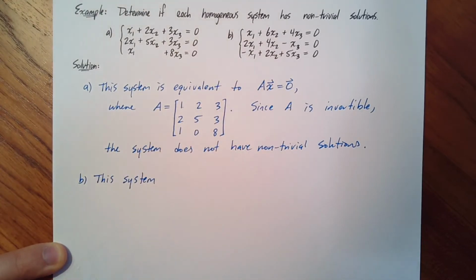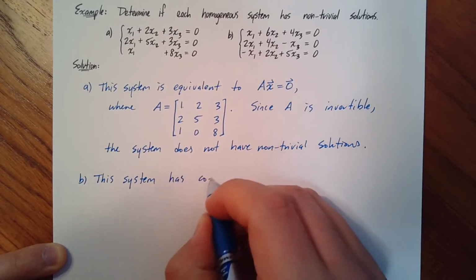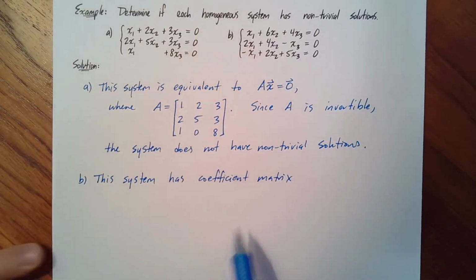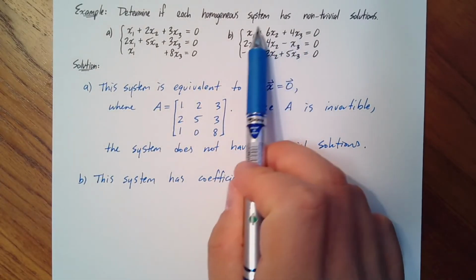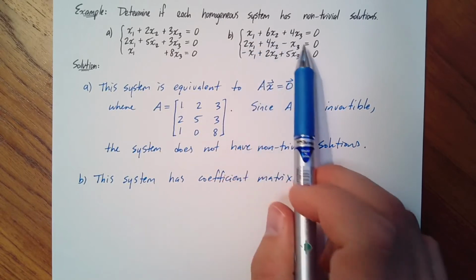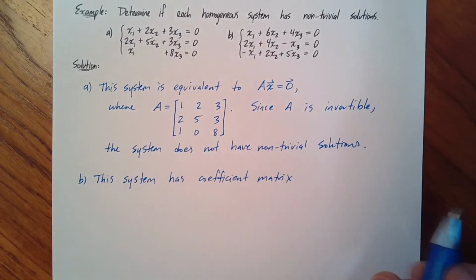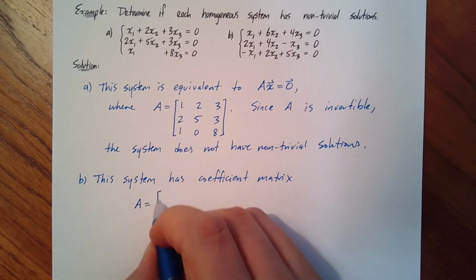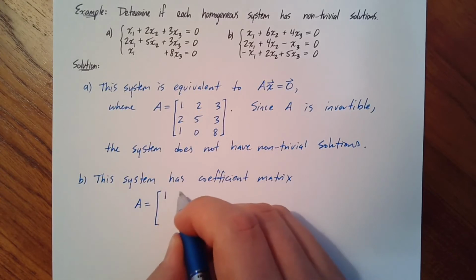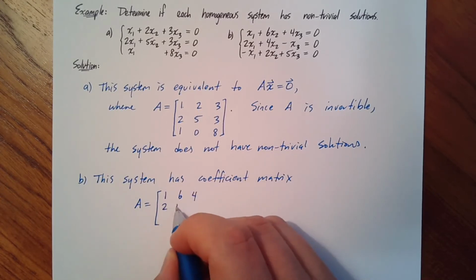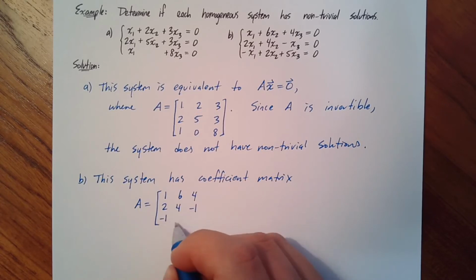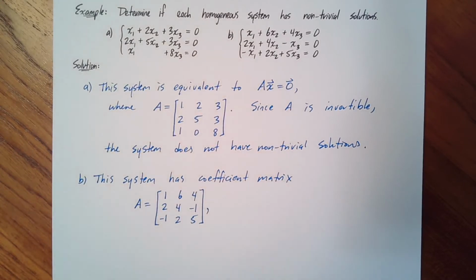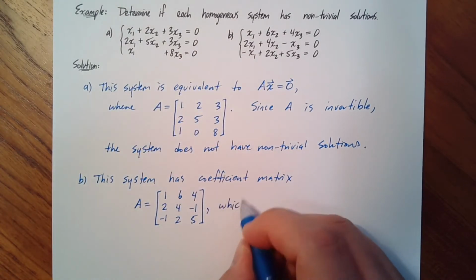So in part B, let's write it this way. How about we say this system has coefficient matrix, and let's write down the coefficient matrix, which is just going to be the matrix consisting of the coefficients of the variables in the left-hand sides of each of these equations. There's no reason we can't just call it A again. A is equal to, it's going to be a 3 by 3 matrix, so we've got 1, 6, 4, 2, 4, negative 1, negative 1, 2, and 5. And I'm going to say which is not invertible.